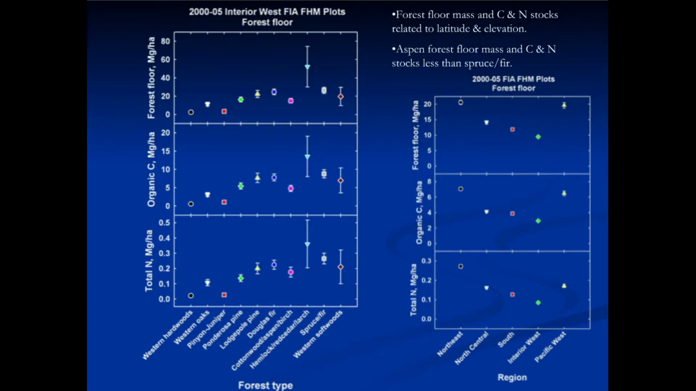So if we look at the mass of forest floor, here's aspen, here's spruce fir. Aspen doesn't have a massive forest floor sitting underneath it. So the carbon level, the mass of carbon in megagrams per hectare in aspen forest floor is actually less than spruce fir, and same for the nitrogen stock in megagrams per hectare is less than spruce fir. And here's the regional data here. There are large regional differences, but there is a bit of a gradient here, as you can see.